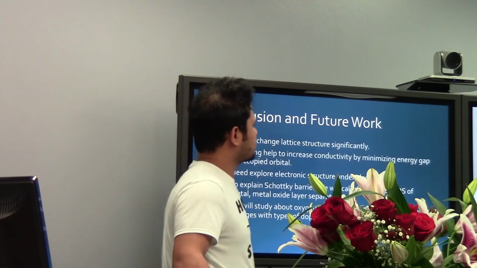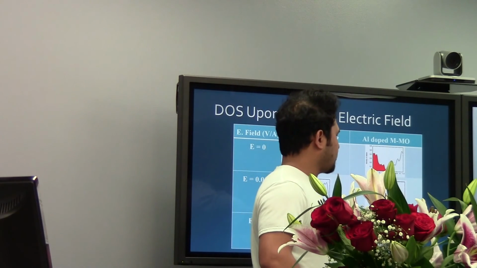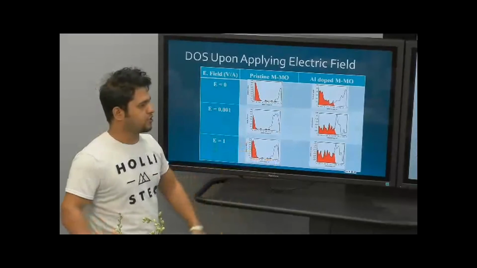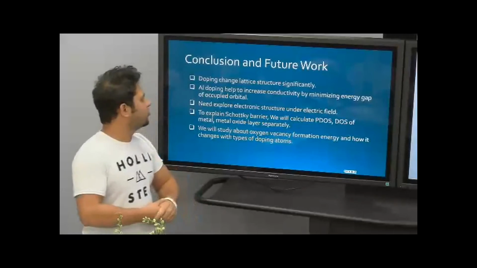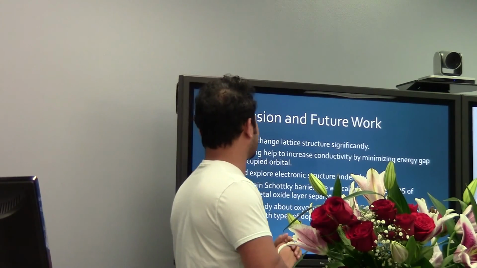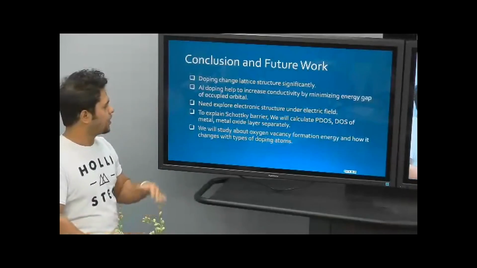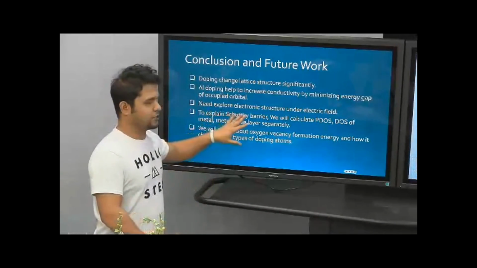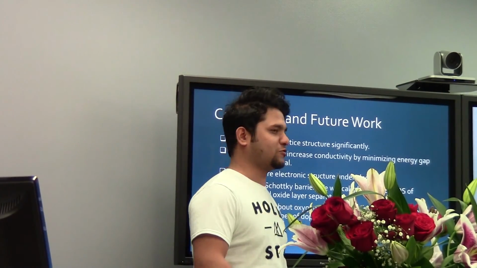So from this advanced calculation, I can say that because of doping, under the electric field, the change in the occupation number is huge. So doping can change this significantly, but the most important result is that doping increases the conductivity by minimizing the energy gap and increasing the occupation number in the higher states. But I didn't do much work, so there is some future work I need to develop.